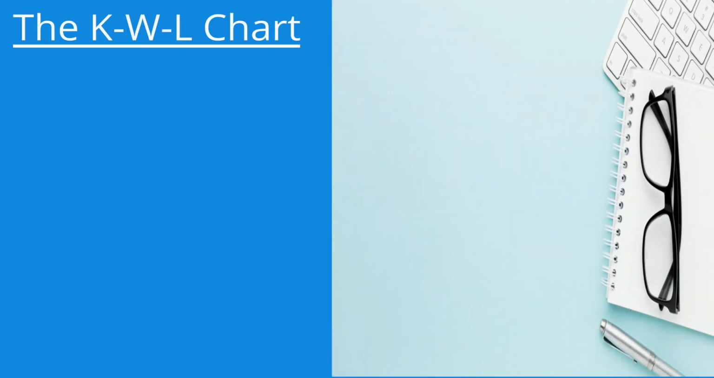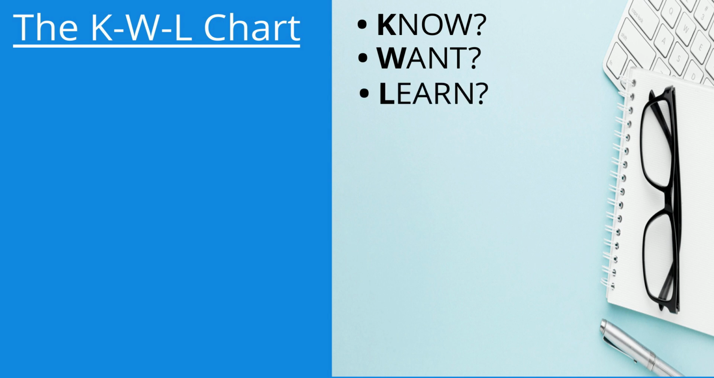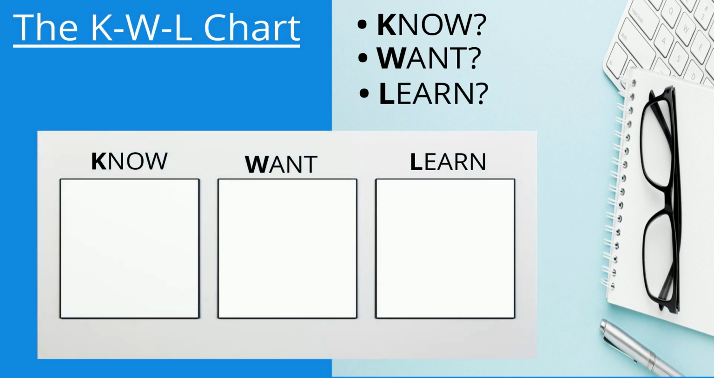KWL stands for three simple questions. What do I know? What do I want to know? And what did I learn? It's a three-column chart that guides you through the learning process from start to finish.